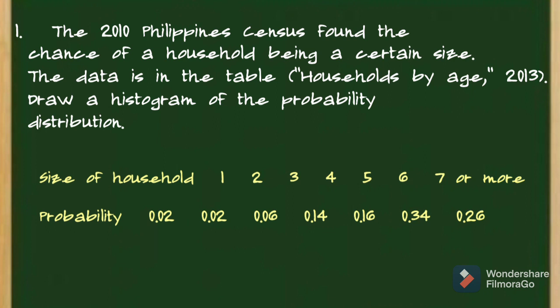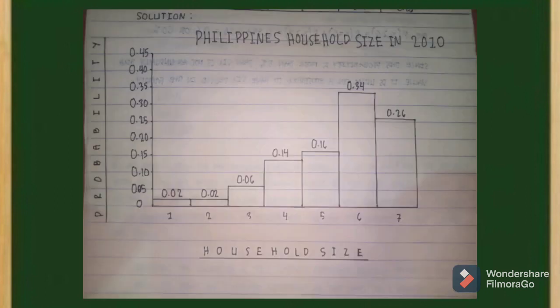The size of a household is 1, 2, 3, 4, 5, 6, 7 or more, and the probability is 0.02, 0.02, 0.06, 0.14, 0.16, 0.34, and 0.26. So this is our histogram of the probability distribution of the given table.